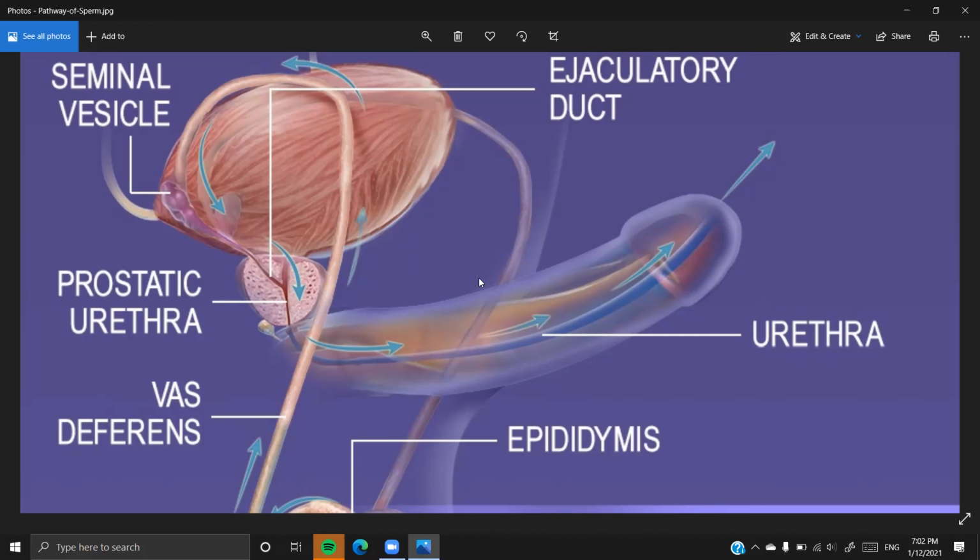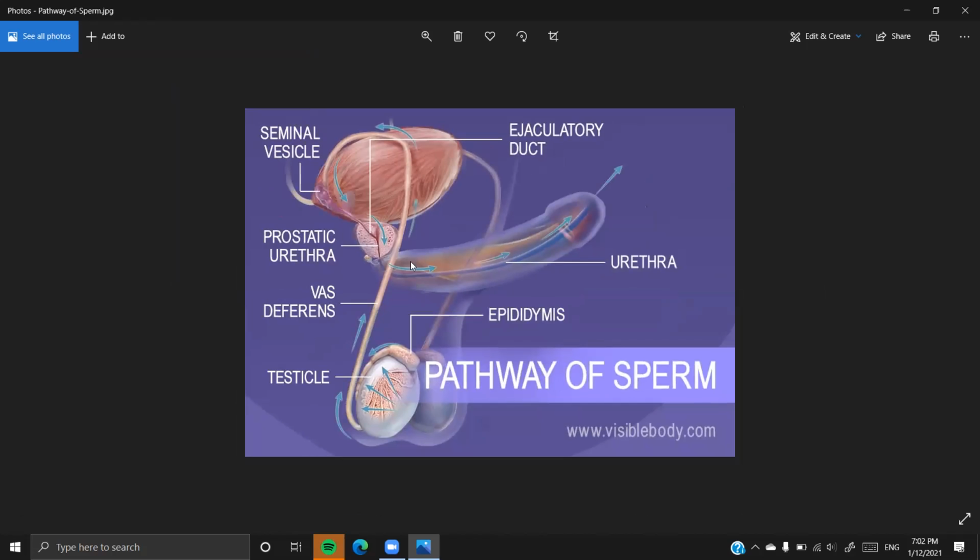The ejaculatory duct, as you can see, opens into the urethra, which passes through the prostate gland and then through the penile area. So these are the structures that make up the internal genitalia of the male reproductive system: the pair of testes, the epididymis, the vas deferens, the ejaculatory duct, and the urethra, which is a urinogenital duct. We will learn about all these in detail.